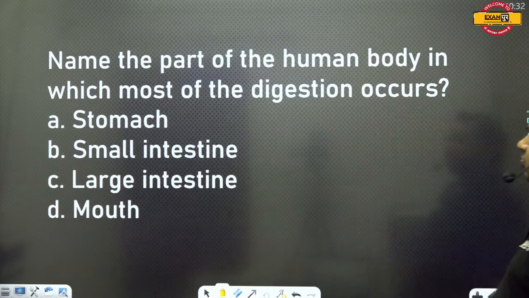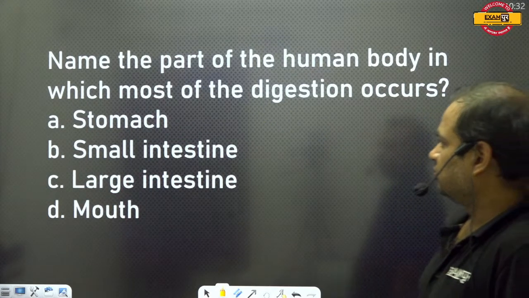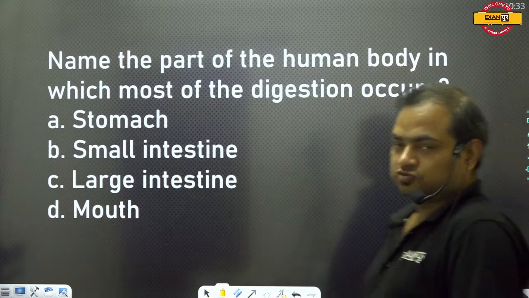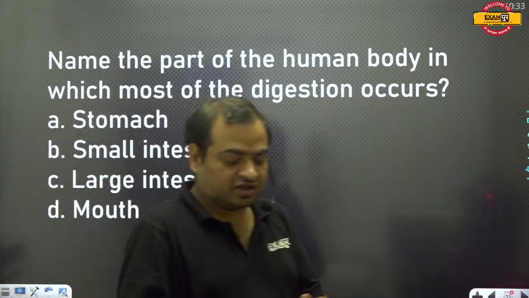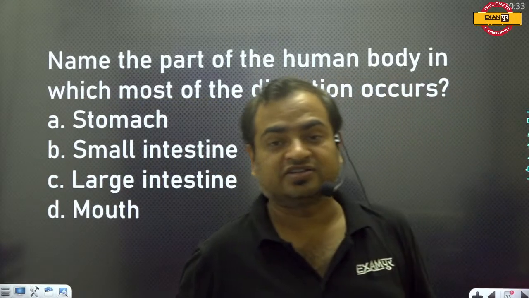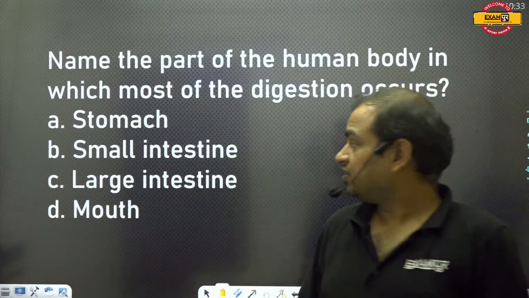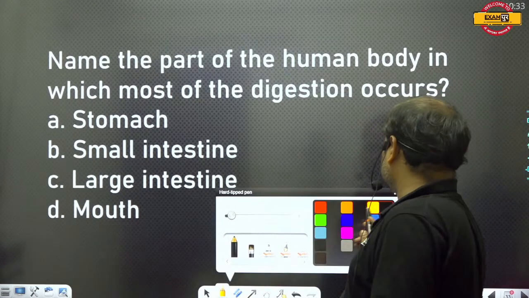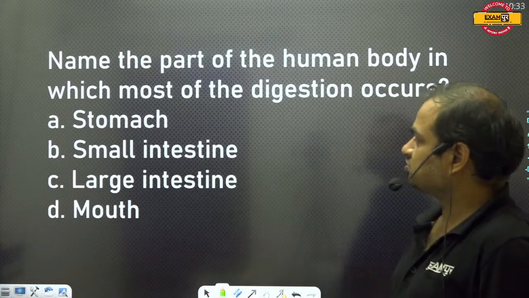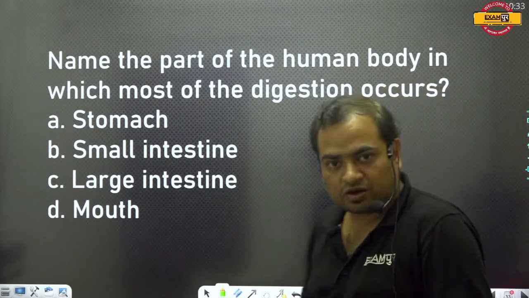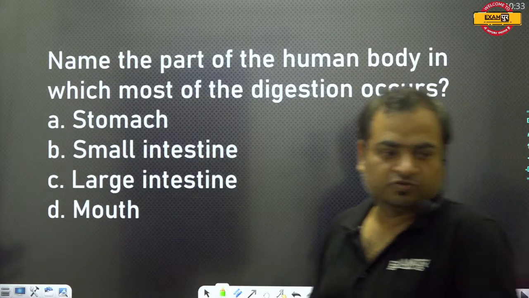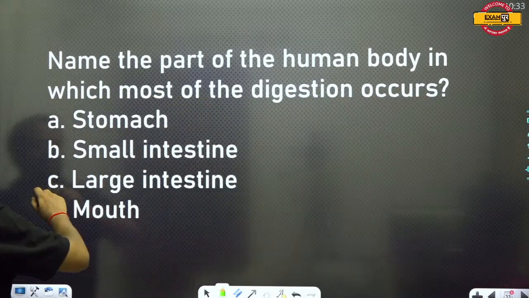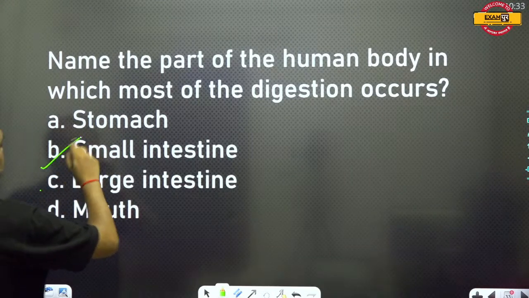So the name of the part of the human body in which most of the digestion occurs: stomach, small intestine, large intestine, mouth. So which one is the correct answer? Please tell me. When I was in school, I was too much confused about the large intestine and small intestine. Please tell me the correct answer. Actually, is it large intestine? Sorry, small intestine. Most of the people.